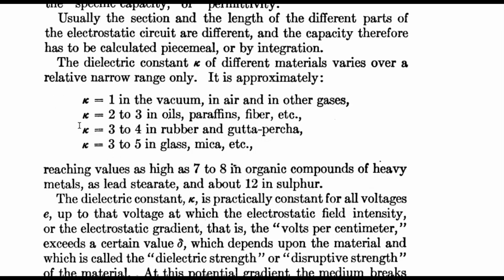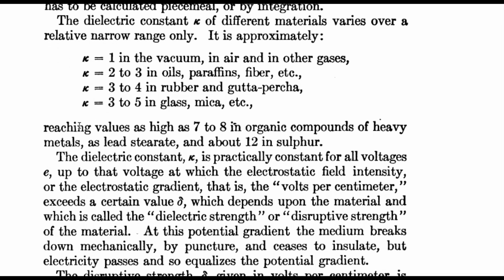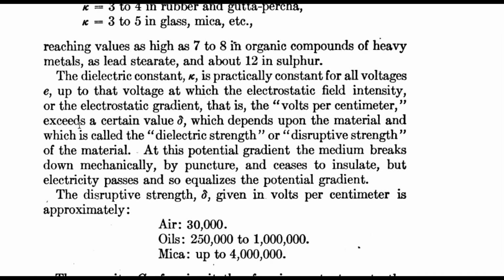Kappa can reach values as high as 7 to 8 in organic compounds of heavy metals, such as lead stearate, and approximately 12 in sulfur. The dielectric constant, kappa, is practically constant for all voltages, represented as E, up to that voltage at which the electrostatic field intensity, or the electrostatic gradient measured as volts per centimeter, exceeds a certain value represented as delta. This value, delta, depends on the material and is called the dielectric strength or disruptive strength of the material.